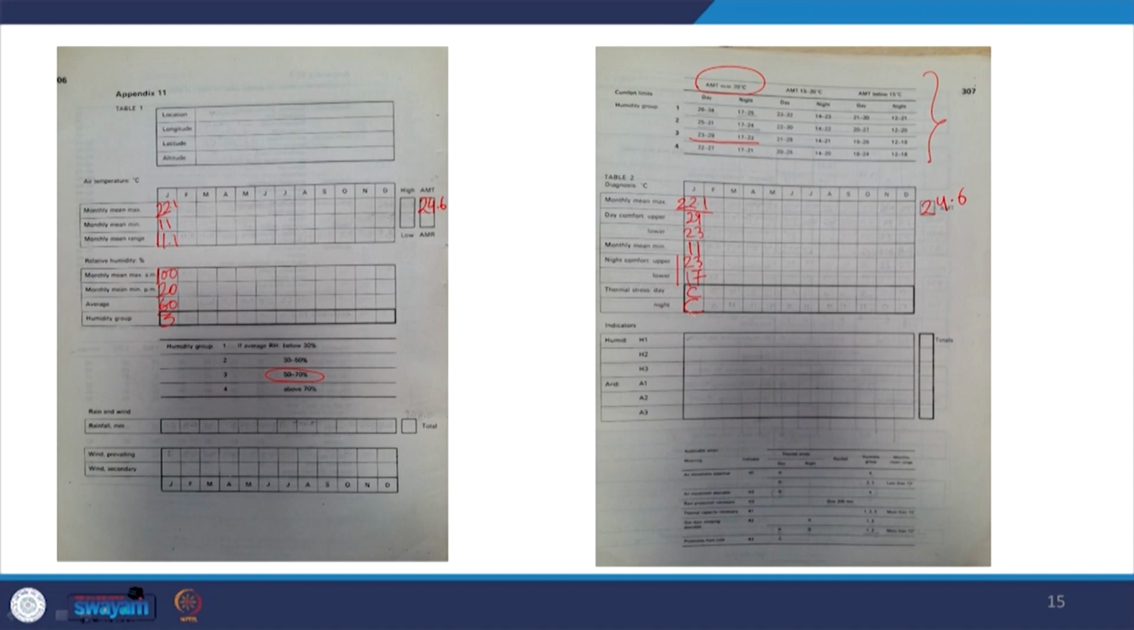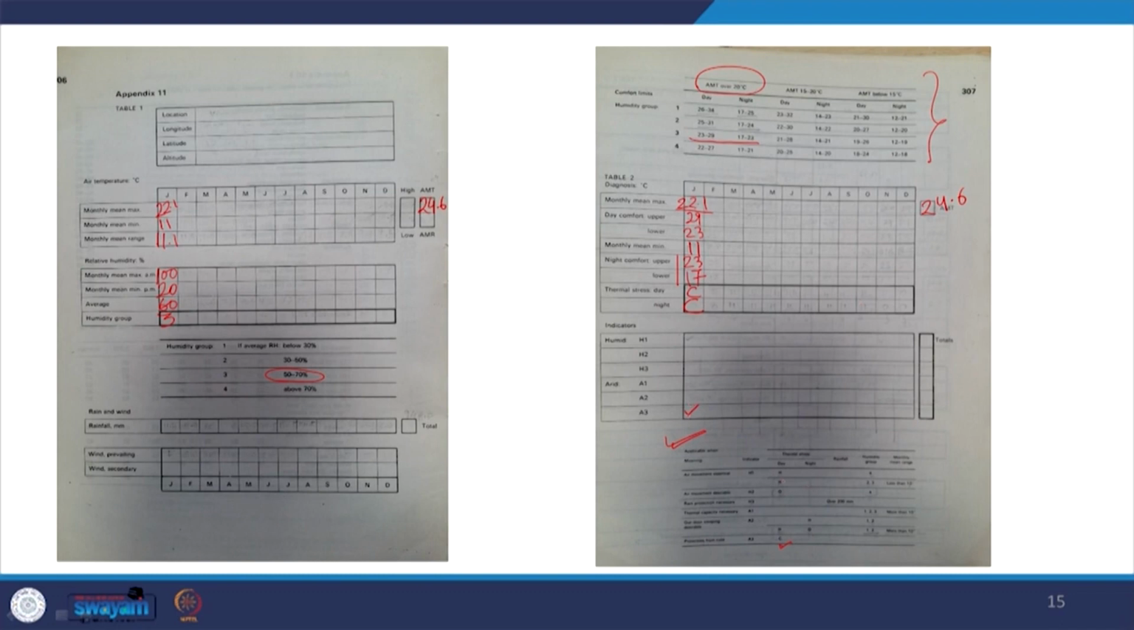Then we look at the indicators based upon this key. This key has to be used to fill up this one. Now, we are looking at the January data. In January, we have thermal stress of C, we have humidity group of 3. So, we have thermal stress during the day as C, which implies that we have the indicator as A3. So, we tick the indicator which is given here. If we have C, it automatically comes to A3.